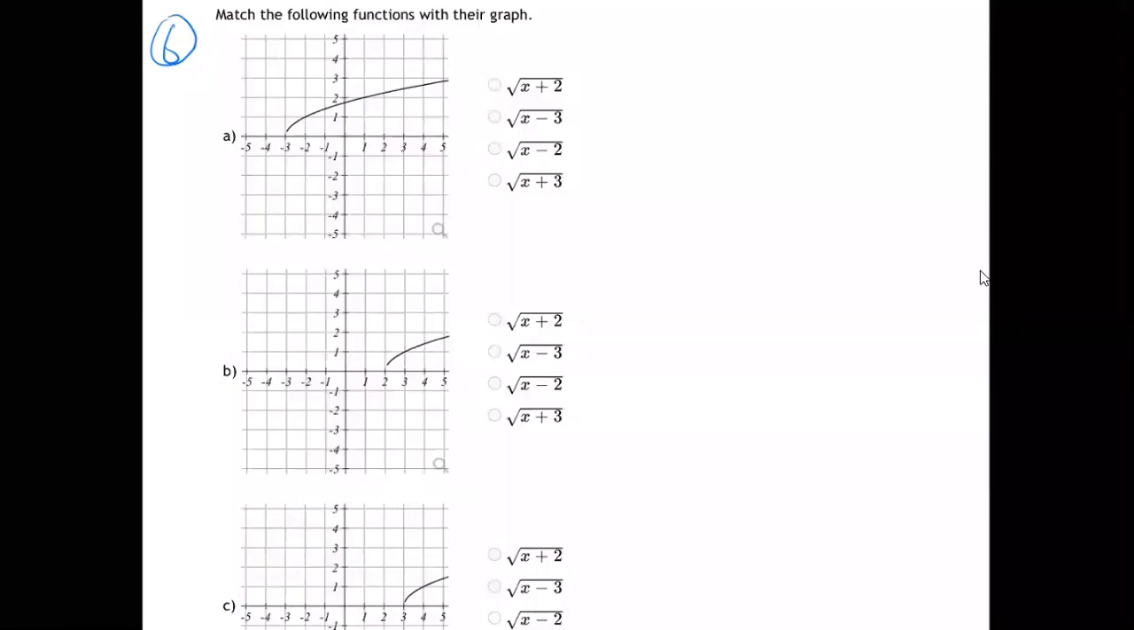Okay, so here we go. Match the following functions with their graphs. So again, we're matching these functions with this graph.